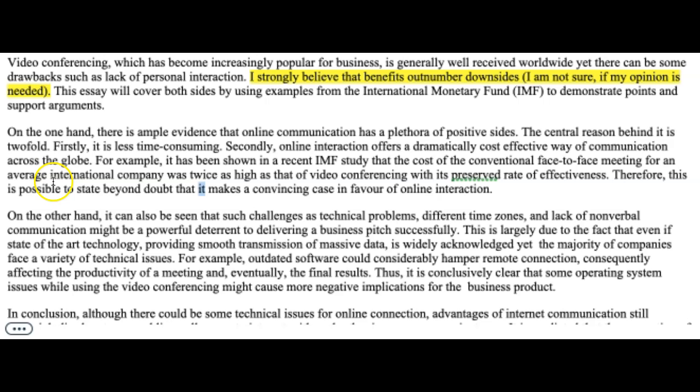Therefore, it is possible to state beyond doubt that online conferencing makes a convincing case. Okay, that using the technology, or let's see, that this makes a convincing case in this. Yeah, that's it. This makes a convincing case in favor of online interaction.